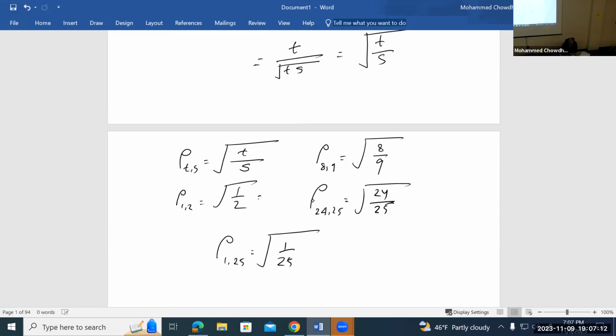Take a look. This one is equal to 0.70, this one equal to 0.943, this one equal to 0.98, and that one equal to 0.20. Can anyone of you give me an explanation?